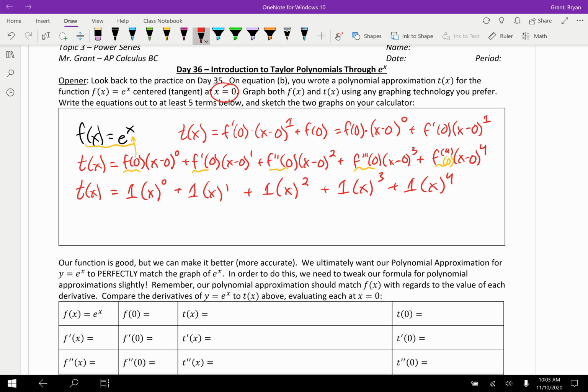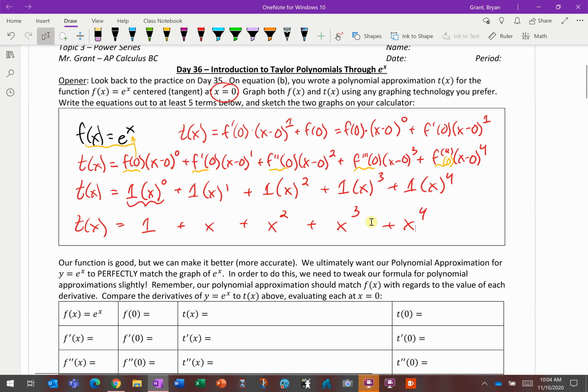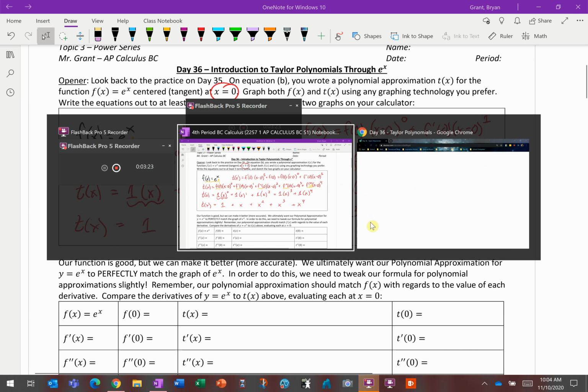And then, of course, finishing our simplification, this whole thing is just 1. Anything to the 0th is 1, 1 times 1 is 1, and this is x, x squared, x cubed, and x to the 4th. And my hypothesis then, or something we'll check shortly, is that this equation is e to the x. Well, one of the easiest ways to check if this is actually e to the x is, of course, to graph e to the x and then graph my tangent function or my polynomial approximation. So I'm going to go ahead and pull this up really quickly.